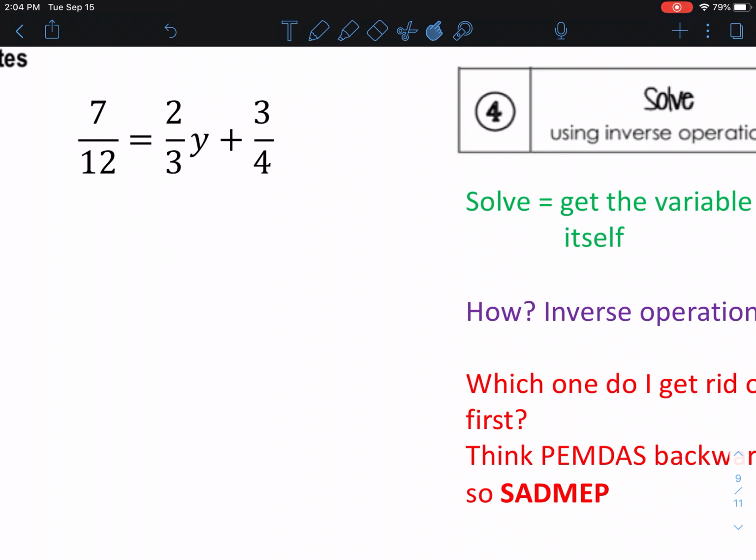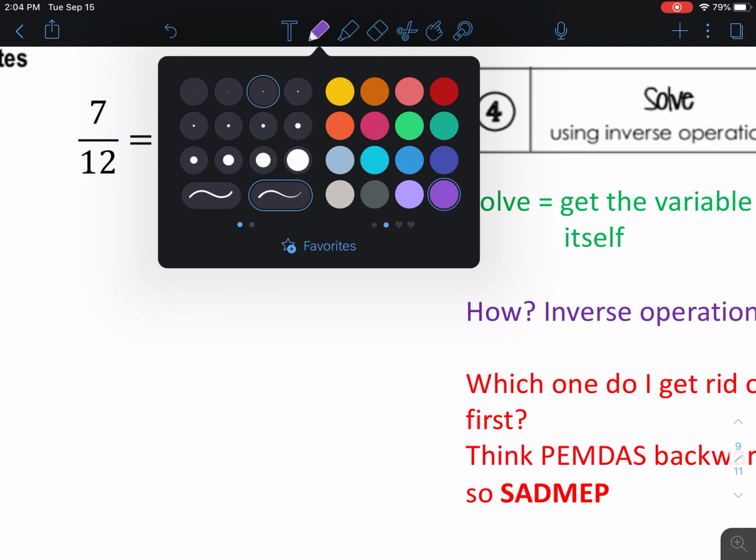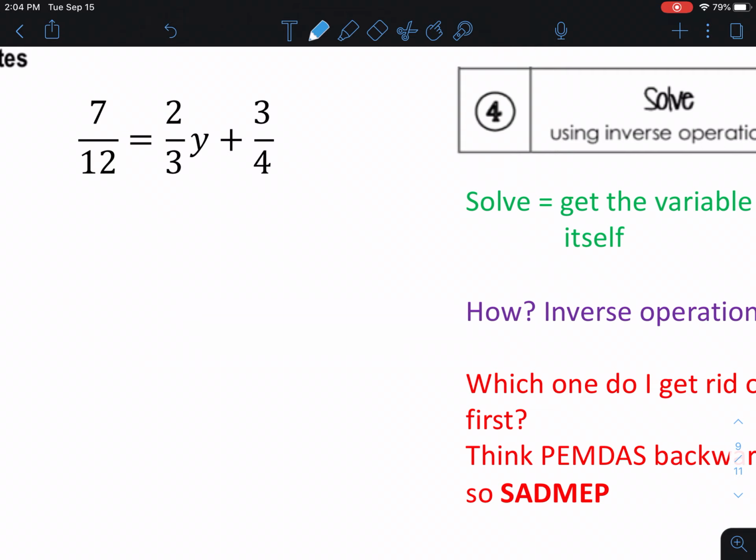So really here we have 2/3 times y plus 3/4. So again, working SADMAP, I want to get rid of this addition first. So I'm going to subtract 3/4 from both sides of the equal sign. So to keep it balanced, we've always got to do that on both sides. And write out that step so you don't get confused when we start doing harder problems. Okay, so now I want to work left to right, and I've got to do 7/12 minus 3/4.